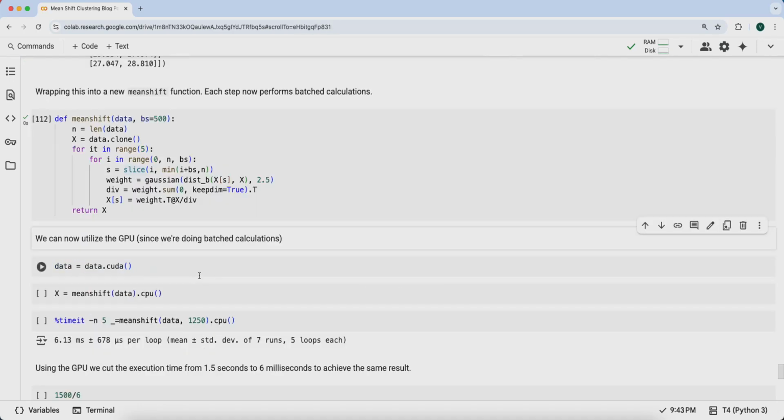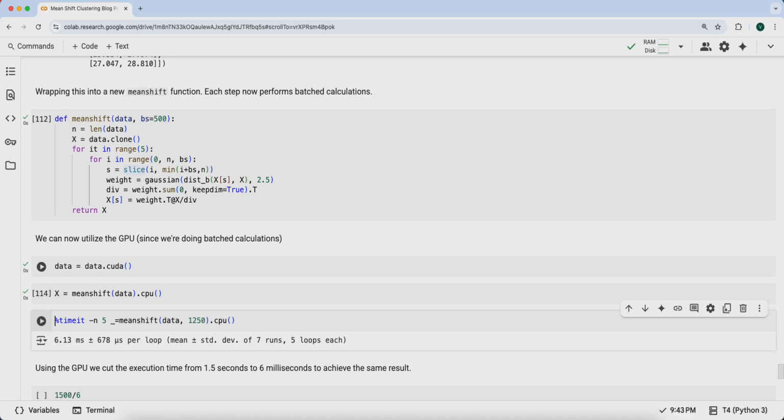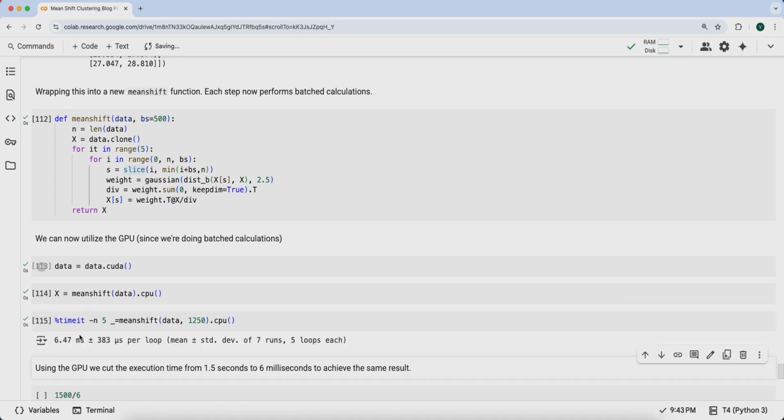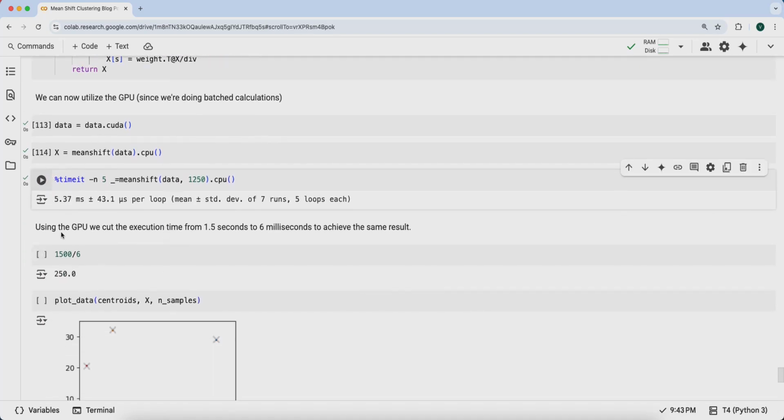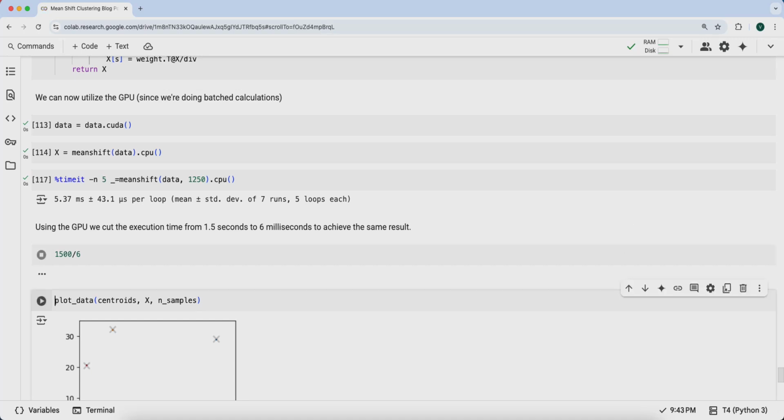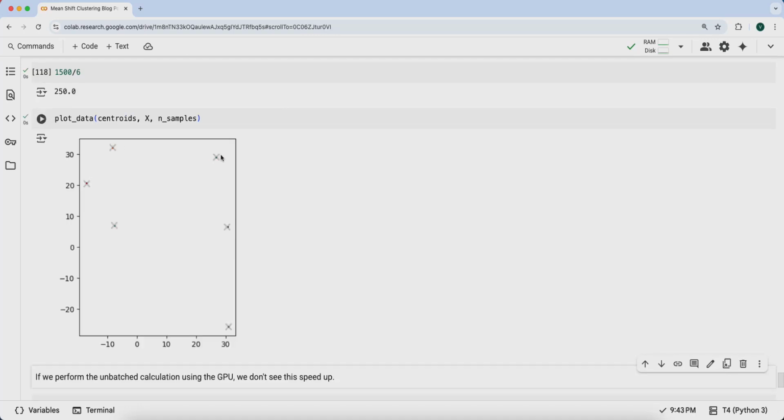Okay, we are almost there. I put my data on the GPU. And if I run this, I can see that it now takes 6.5 milliseconds, sometimes going even lower. So using the GPU, we cut the execution time from 1.5 seconds down to 6 milliseconds, which is a 250x speed up, which is awesome. And the only reason we could do this is if we batched our data. So if I run this here, I'll see that now I get the same result as my sequential CPU calculations, where my clusters have converged to the centroids.